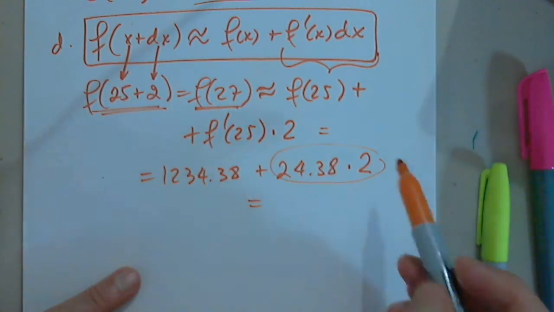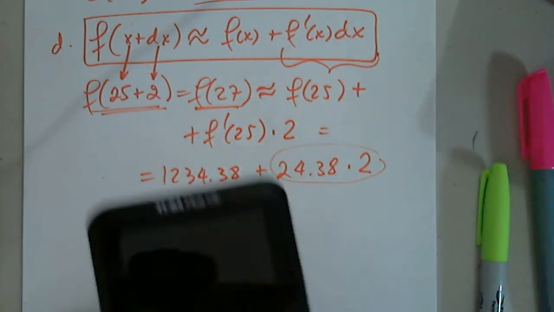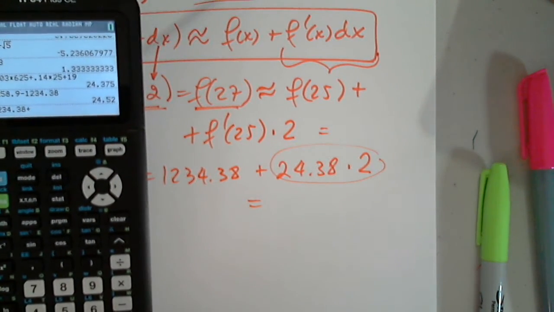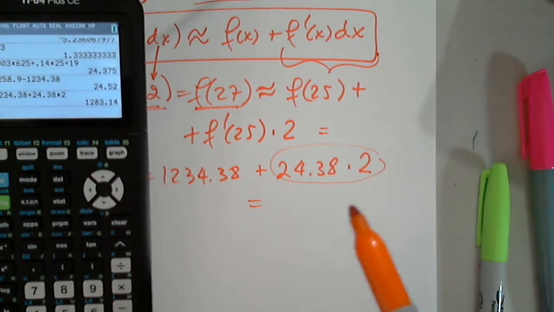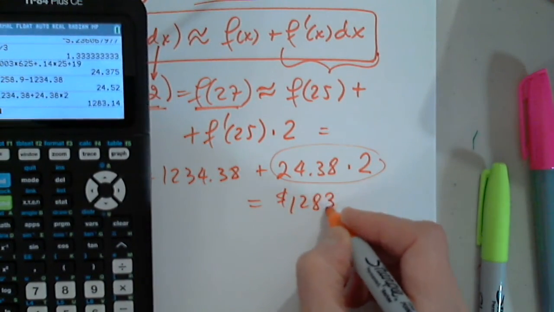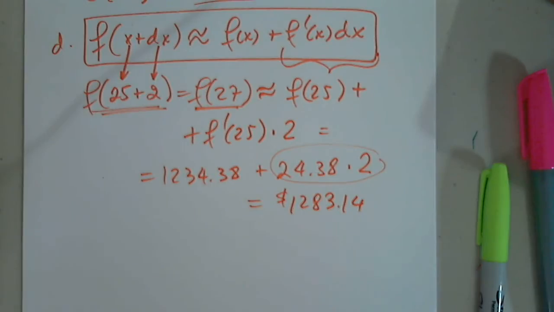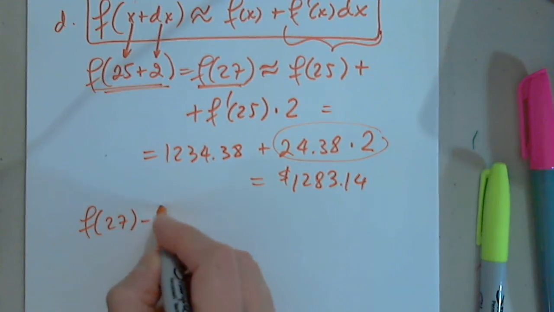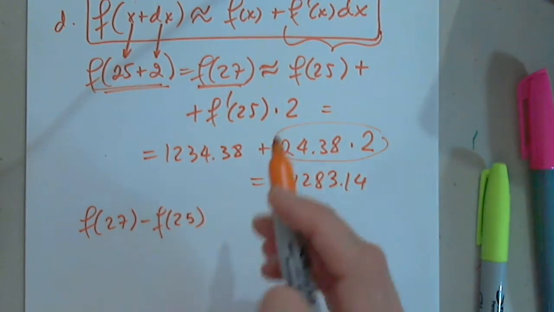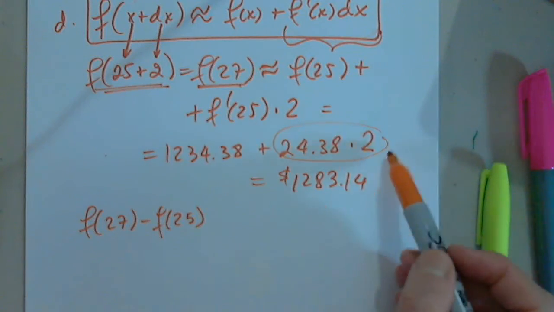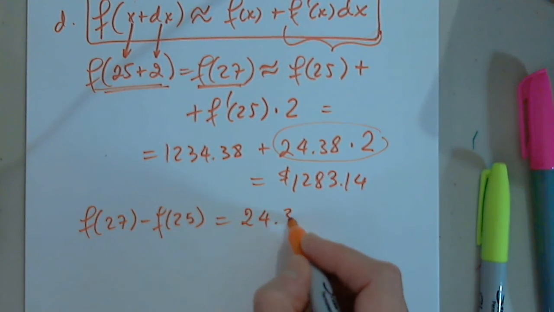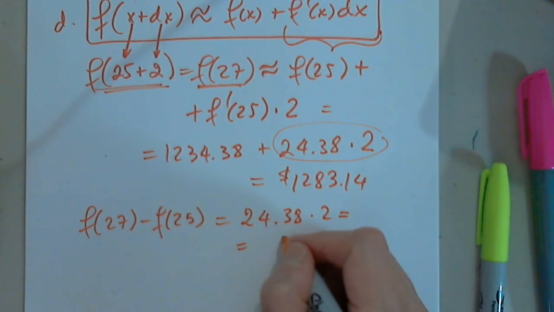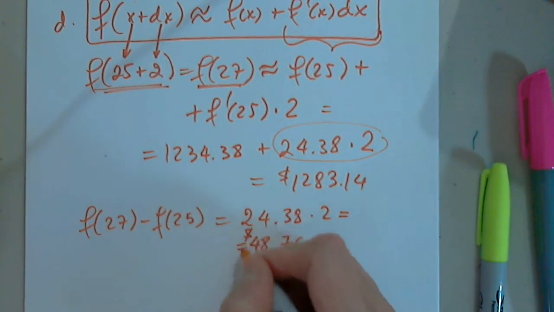But the question is only this. I'll write the question in a minute. Again, 1234.38 plus 24.38 multiplied by 2. So this is 1283.14. What they want is f of 27 minus f of 25, which is estimated by this piece, 24.38 times 2. Right, so that's 48.76. This is it.